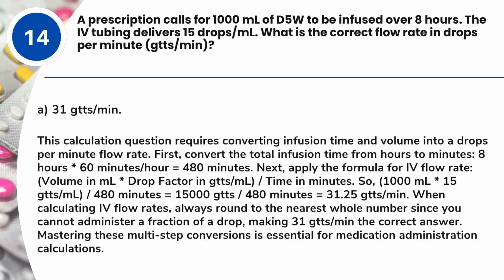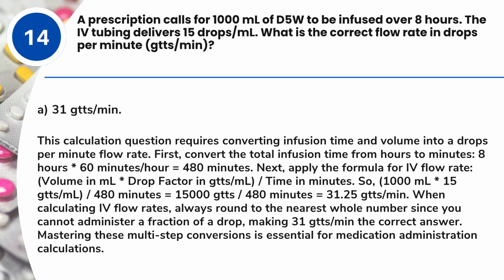Answer A. 31 gtts/min. This calculation question requires converting infusion time and volume into a drops per minute flow rate. First, convert the total infusion time from hours to minutes. 8 hours times 60 minutes/hour equals 480 minutes. Next, apply the formula for flow rate, volume in mL times drop factor in gtts/mL divided by time in minutes. So, 1000 milliliters times 15 gtts/mL divided by 480 minutes equals 15,000 gtts/480 minutes equals 31.25 gtts/min.